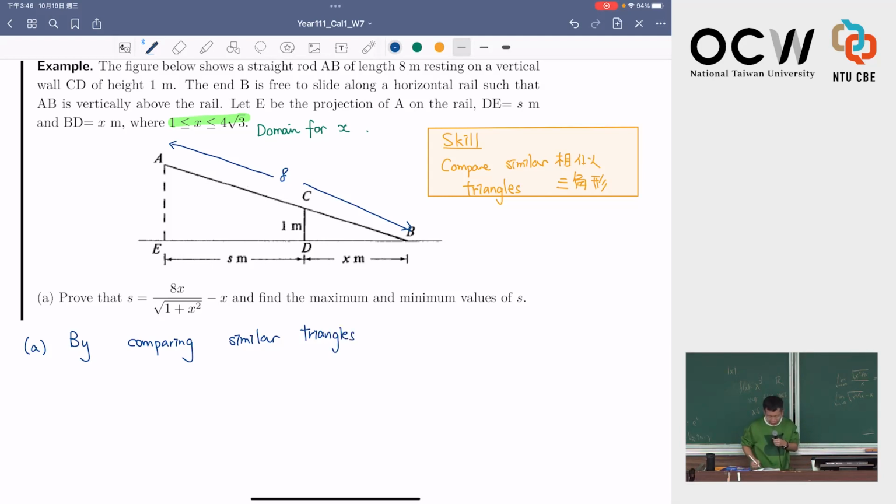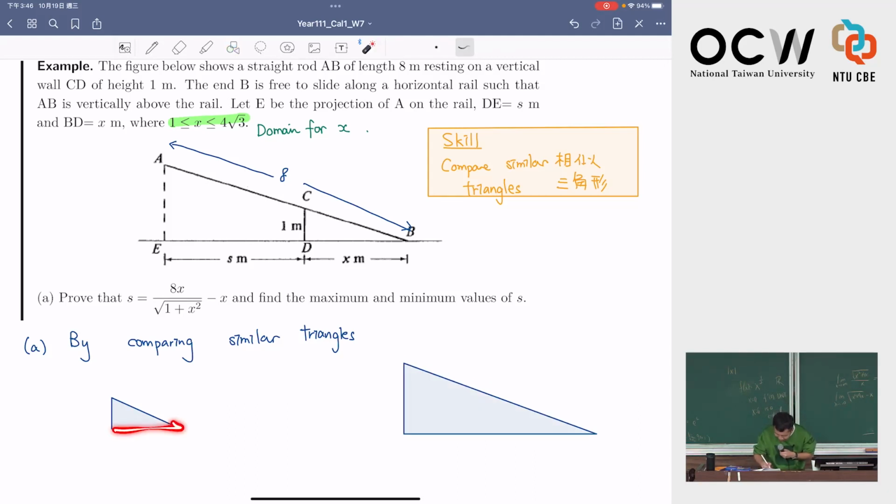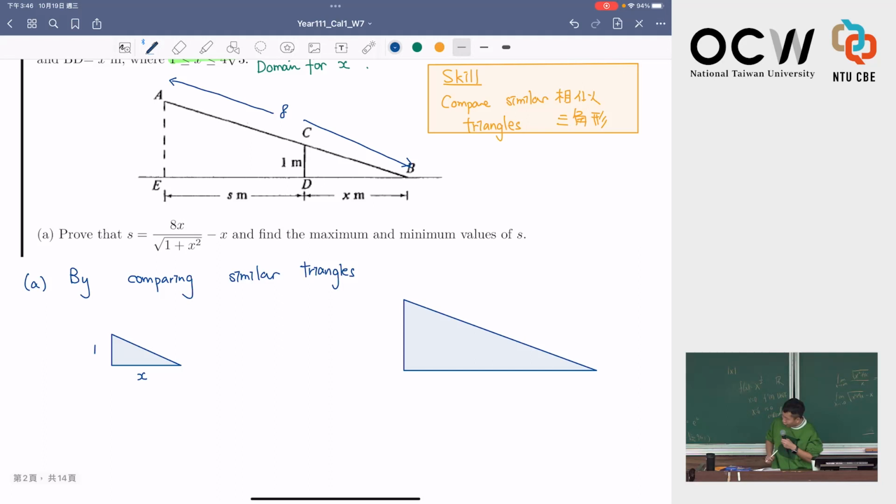which two similar triangles? The first one is the small one over here. So it's the small one, and there's a big one. Let me draw it prettier. The small one, what do we know? We know that the base is x. The height is 1. And elementary mathematics, Pythagoras theorem, tell you that the hypotenuse equals the square root of x squared plus 1.